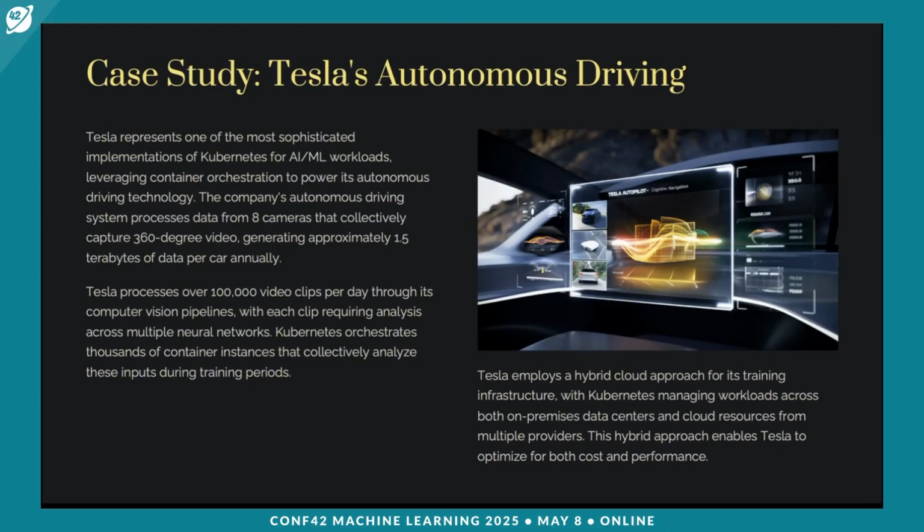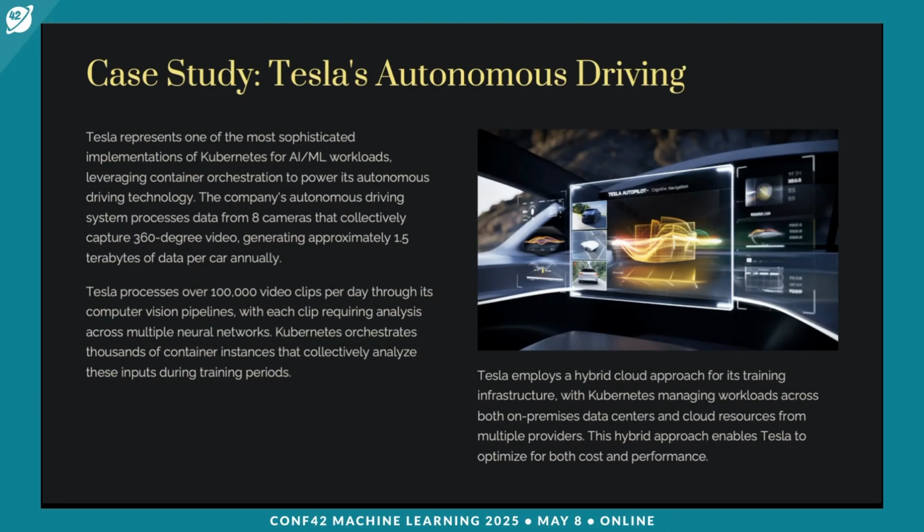Tesla represents one of the most sophisticated implementations of Kubernetes for AI/ML workloads, leveraging container orchestration to power its autonomous driving technology. The company's autonomous driving system processes data from 8 cameras that collectively capture 360-degree video, generating approximately 1.5 terabytes of data per car annually.